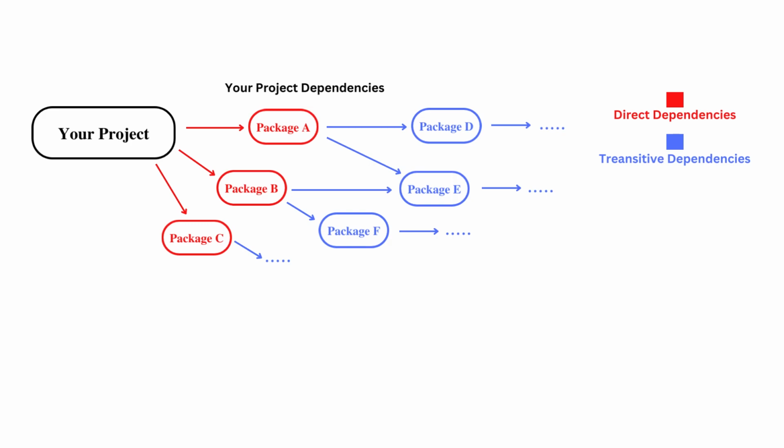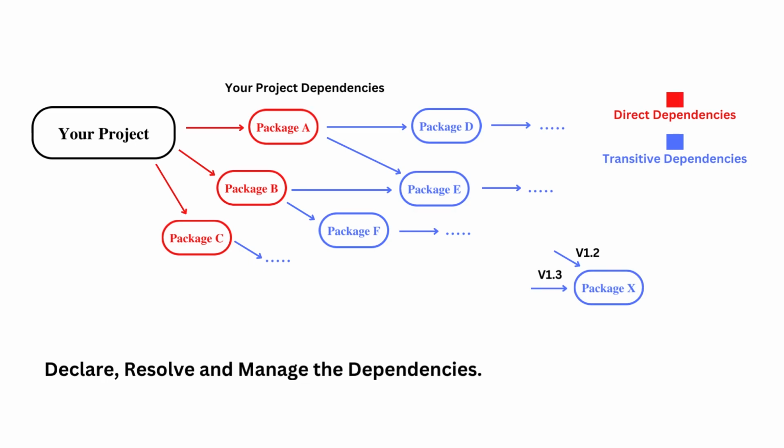For example, there may be situations where a single package is required by your application multiple times with different version numbers. A dependency manager helps you to declare, resolve, and manage the dependencies of your application. It brings together all of your project parts before passing them to the compiler or interpreter.